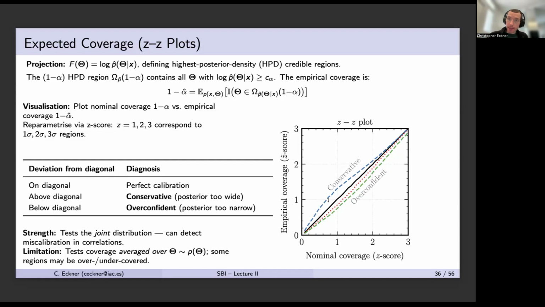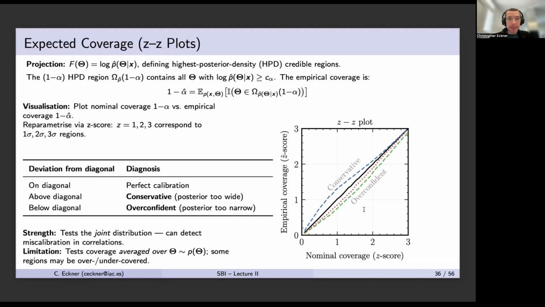If this is not the case, if you're conservative, they would be above this diagonal line, meaning that they are actually broader than they need to be. If they're overconfident, they would lie beneath the diagonal line, saying that they are actually more often wrong and would tell you that my true parameter is not in the correct nominal width of my 1, 2, or 3 sigma interval.